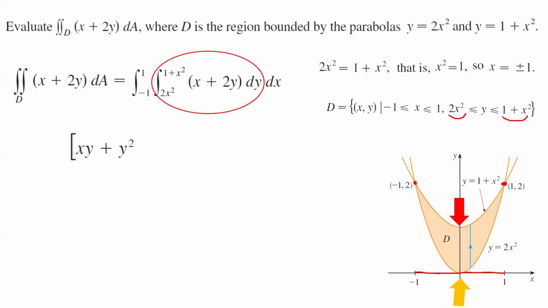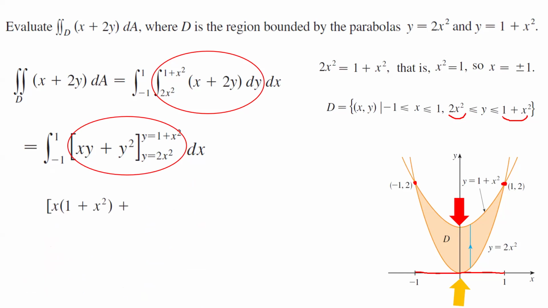Perfect. The rest is simple calculation. When you're taking the integral of x plus 2y dy, it means that x acts like a constant. So the integral of x dy is xy, and the integral of 2y is y squared. Now, we're going to plug in the upper bound, then the lower bound, and find the difference. After that, we're going to take the outer integral with respect to x. So one by one, we calculate this double integral. For the inner integral, if you plug in 1 plus x squared, you get x times 1 plus x squared plus 1 plus x squared to the second power, minus. Now you plug in the lower bound, which is 2x squared. So you have x times 2x squared minus 2x squared to the second power. And then you're going to take the integral with respect to x.